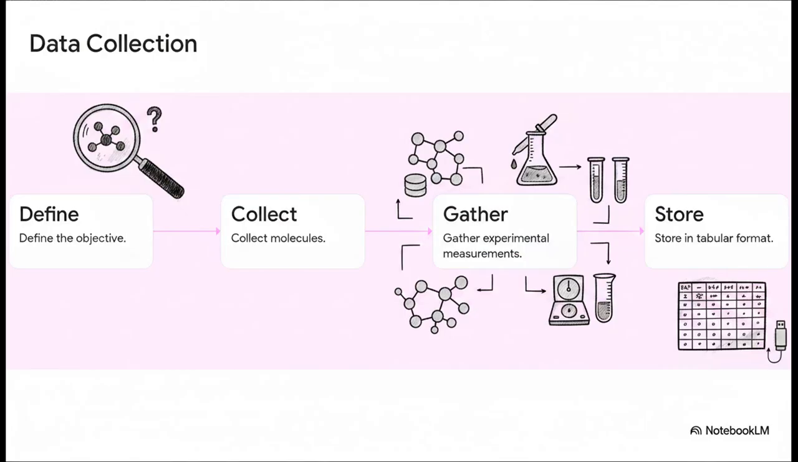So, when a team actually sits down to build an AI project, they generally follow a strict 4-step workflow. First, define the objective. Like, say we want to predict water solubility. Second, collect the molecules from those databases we just talked about. Third, gather the actual experimental measurements for those specific molecules. And finally, step 4, store all of that in a machine-readable tabular format. It just takes this massive abstract goal and turns it into a tangible, organized process.